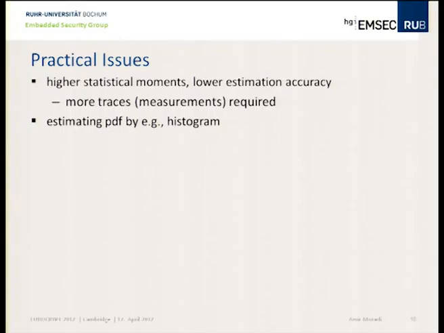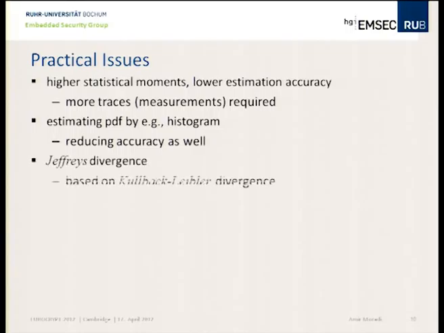But also, when we go for a general form by estimating the probability distribution functions, we need to estimate this in a discrete form. One of them is, of course, histogram. I know this is not a perfect way, but it is one of the handy ways that we can use to estimate the distributions. And again, since by histogram we lose accuracy, we may need much more measurements or samples to perform the attack successfully. Also, Jeffrey divergence is based on the Kullback-Leibler divergence, but since Kullback-Leibler is not a symmetric measure, I decided to use a symmetric version of it, which is Jeffrey divergence. But anyone can use any other scheme to check the similarity of the probability distributions.